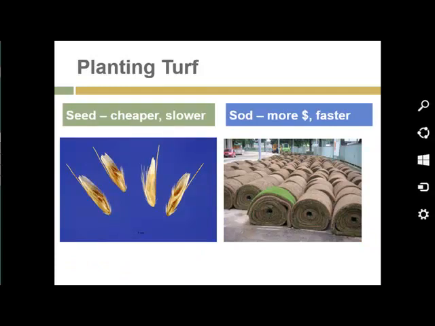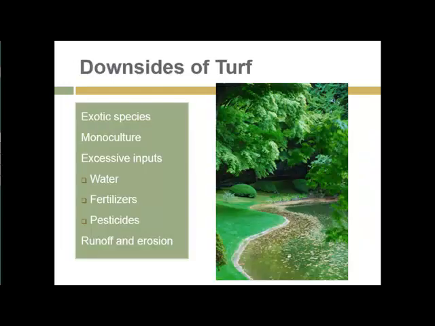So one of the issues with turf grass is how to get it established. Seed is certainly the predominant method. It's pretty cheap to buy a bag of grass seed and sow it and water it and wait for it to come up. But sod is much more expensive, but faster and more reliable, and is commonly used for establishing new lawns in residential properties and some high visibility locations. But there are significant downsides for these manicured lawns that we see.